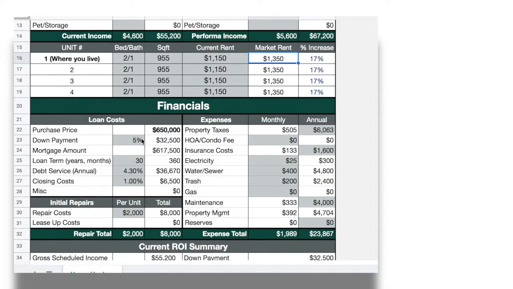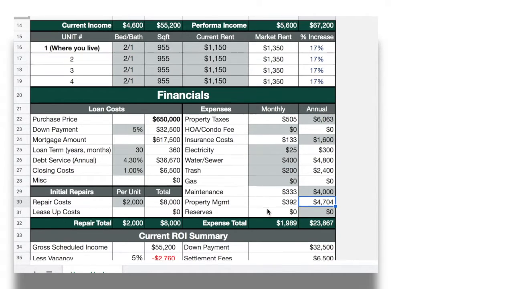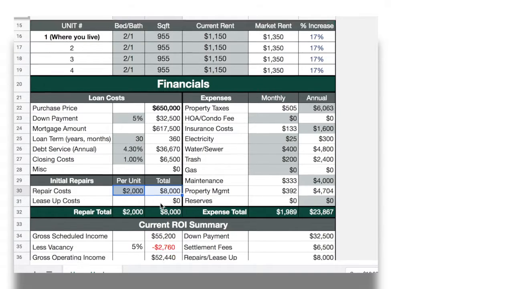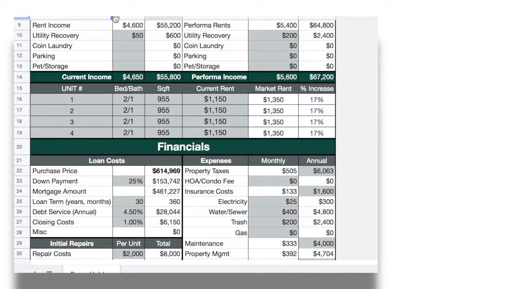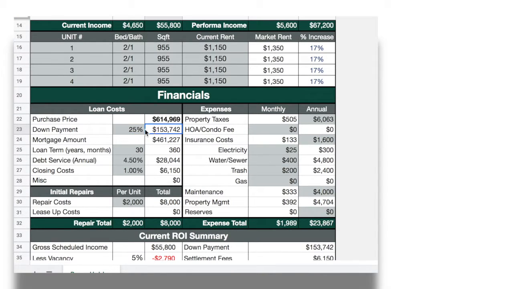Now, literally all the expenses are the same. Okay, you're going to improve the property a little bit. Now your ROI, look at this. Negative $675 a month. How could the cash flow be so much less if everything else was the same? It's because you only put a 5% down payment down. On the buy and hold, you had 25% down.